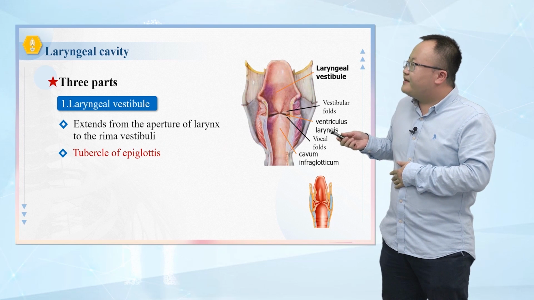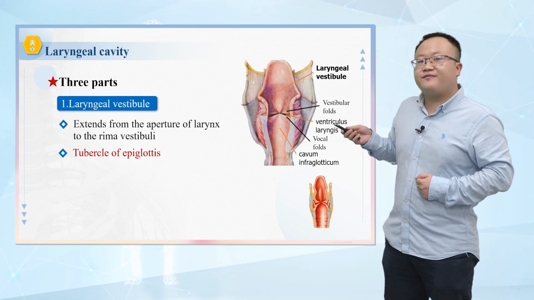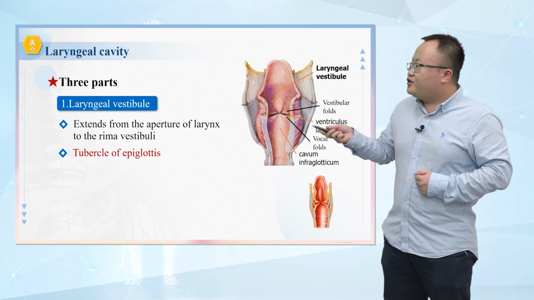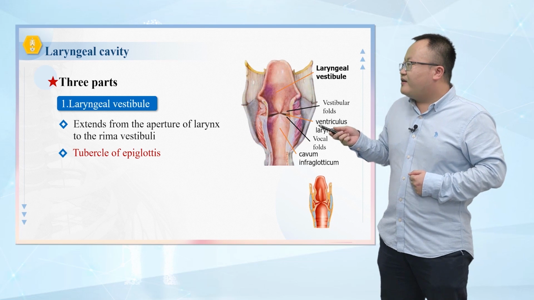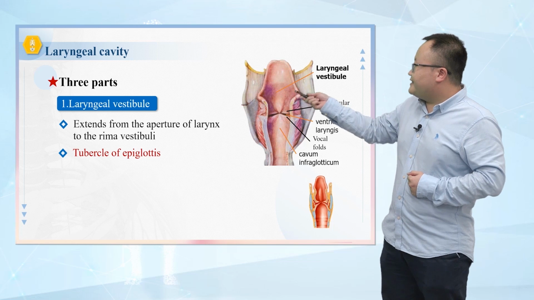Three parts. First is the laryngeal vestibule. It extends from the aperture of larynx to the rima vestibuli. As for the tubercle of the epiglottis, it's the lower part of the epiglottis, just this one.